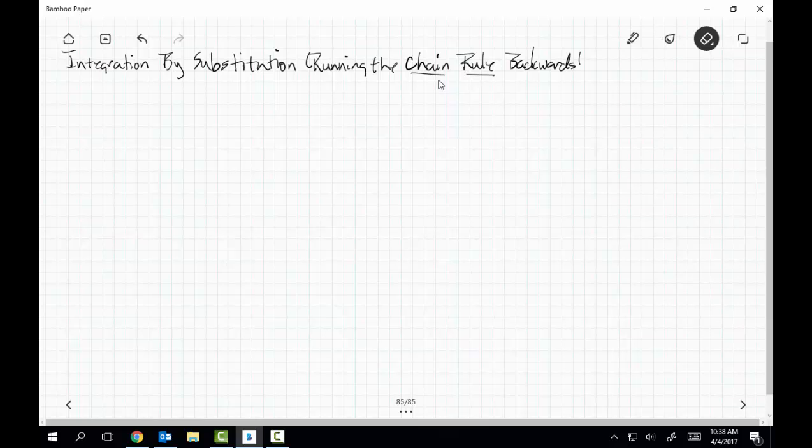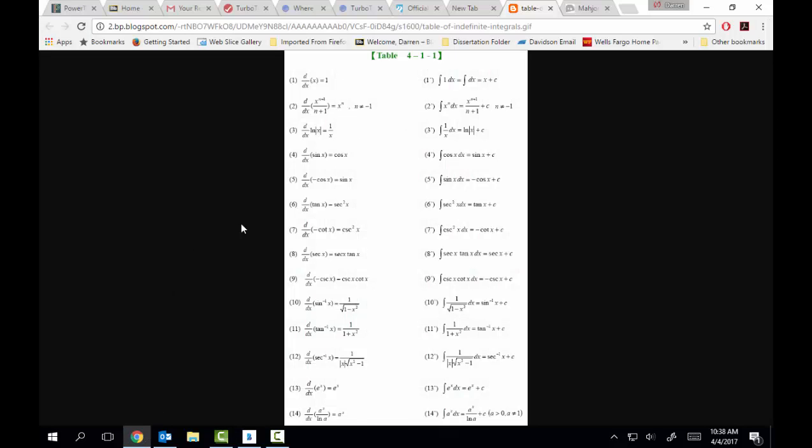Okay? Now, if you recall, over here we have a list of integrals. There's what, 14 on this list, depending on your textbook, depending on with whom you're working. There could be more or there could be less. The problem is, what if I'm taking integrals of functions that aren't on this list? Then I'm boxed in. Then I'm stuck.